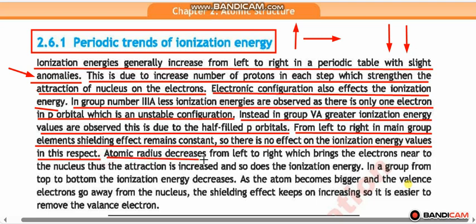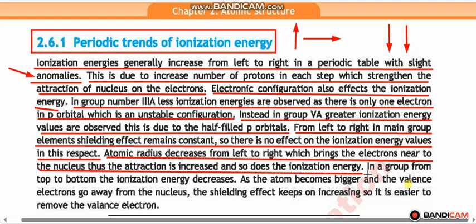The atomic radius decreases from left to right, which brings the electrons near to the nucleus. Thus the electron attraction is increased, and so does the ionization energy. Students, when we move from left to right, the atomic radius decreases. This brings the electrons closer to the nucleus, and when they come close to the nucleus, their removal becomes difficult, so the ionization energy increases.